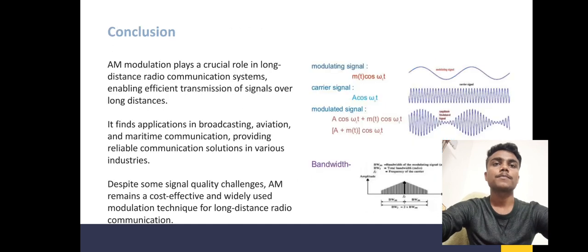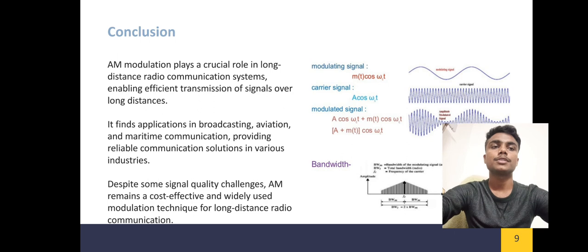Conclusion. Amplitude modulation plays a crucial role in long distance radio communication systems, enabling efficient transmission of signals over long distance. It finds applications in broadcasting, aviation, and maritime communication, providing reliable communication solutions in various industries. Despite some signal quality challenges, amplitude modulation remains a cost-efficient and widely used modulation technique for long-distance radio communications.